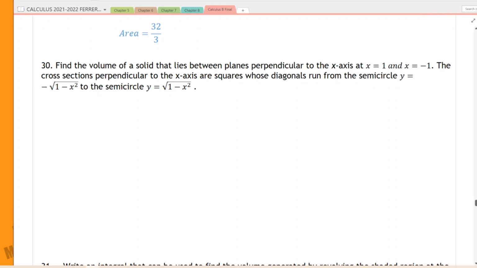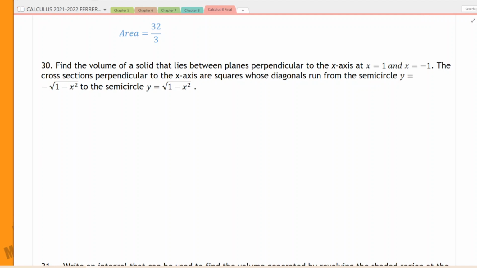Hey everyone, we're beginning our next video here on AP Calculus, the Calculus B final review, and we're looking at question 30 here. Find the volume of the solid that lies between the planes perpendicular to the x-axis at x equals 1 and x equals -1.